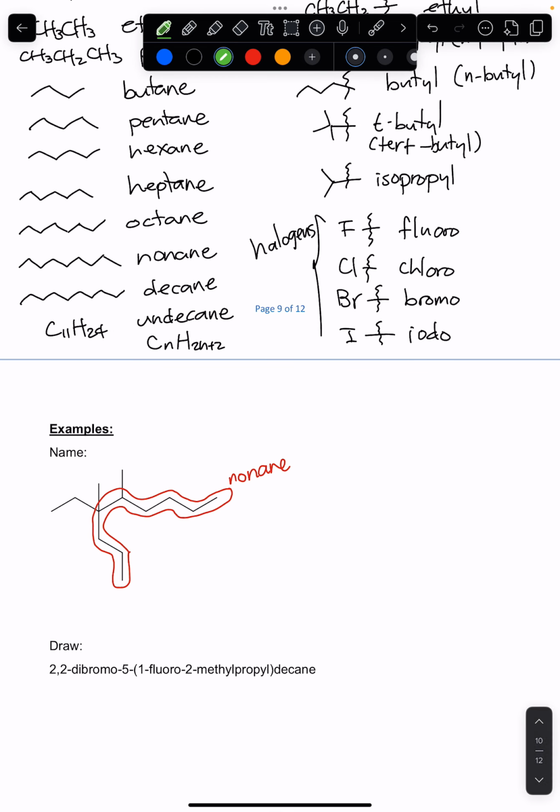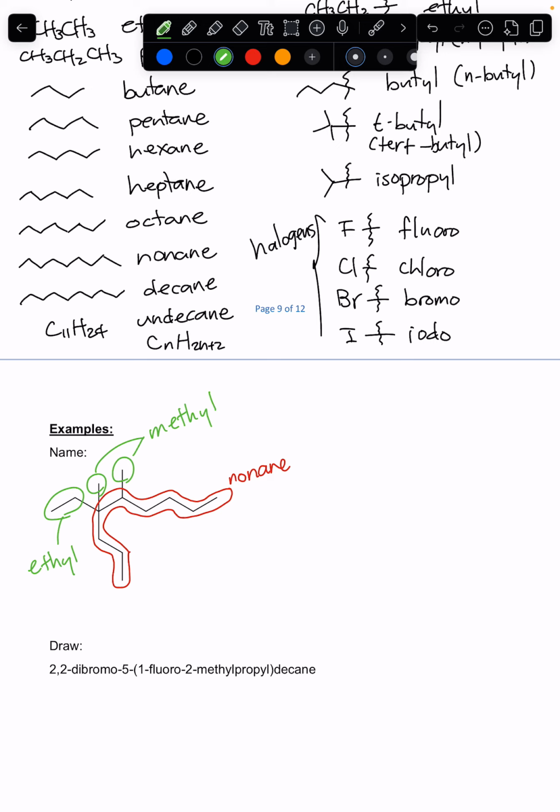Step number 2, name all the substituents. So there's this substituent, and this substituent. I want you to notice both of these are methyl groups, 1 carbon, and this is an ethyl group.